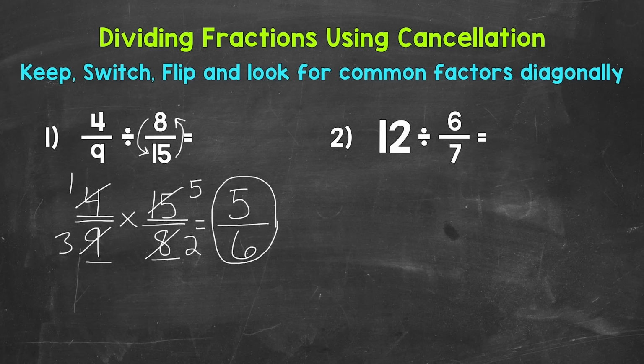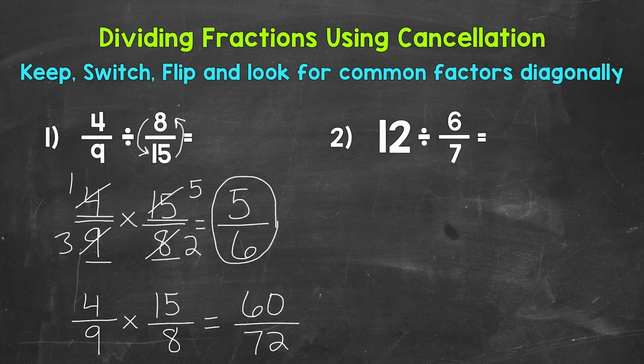So keep, switch, flip. So keep 4/9, switch to multiplication, and then flip 8/15. So now we have 15/8. Let's multiply straight across. 4 times 15 is 60. 9 times 8 is 72. So we get 60/72.